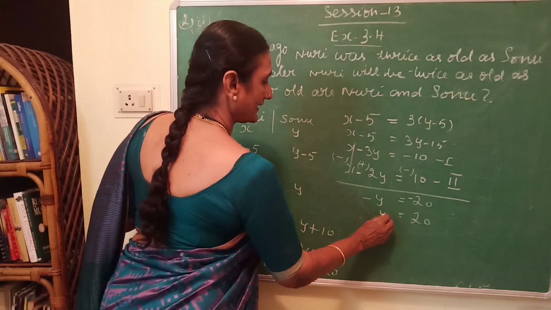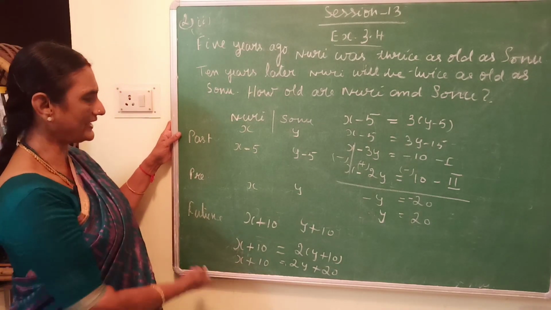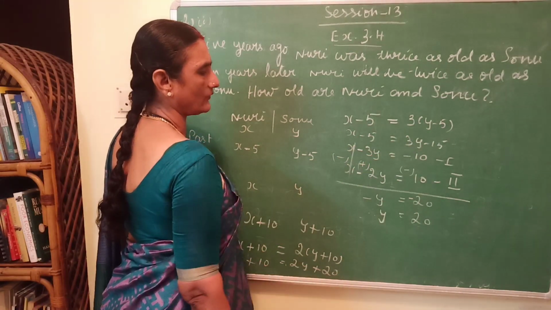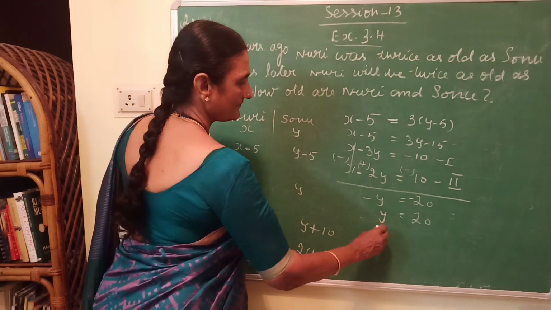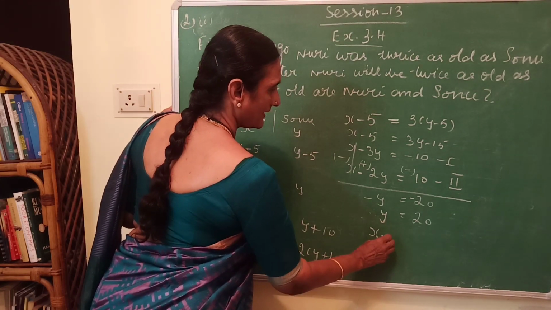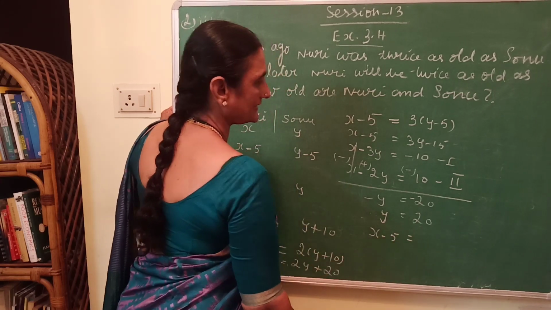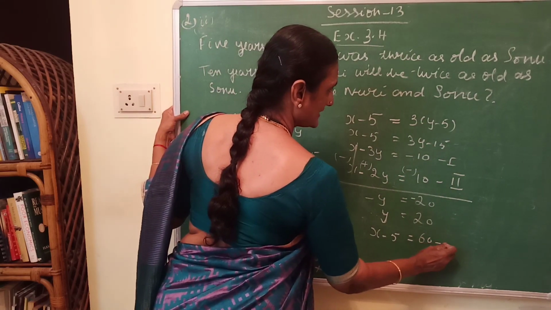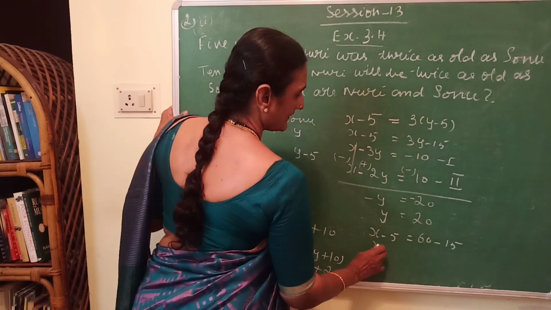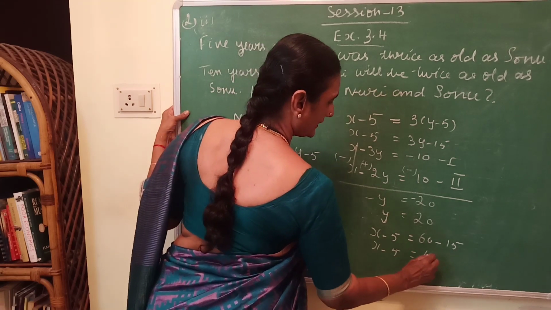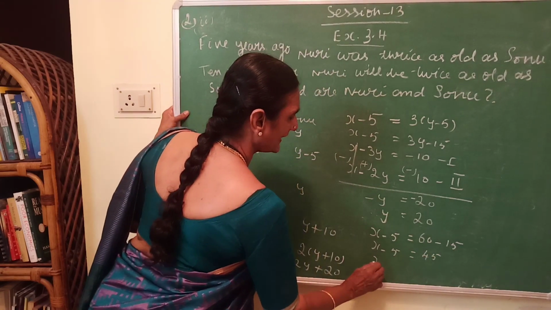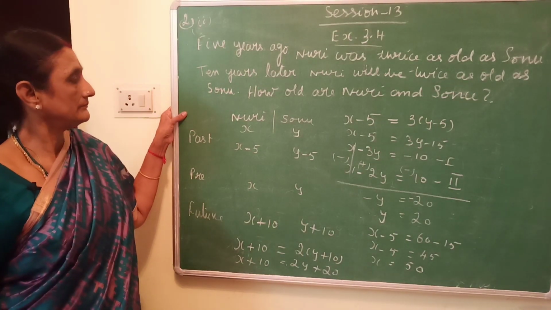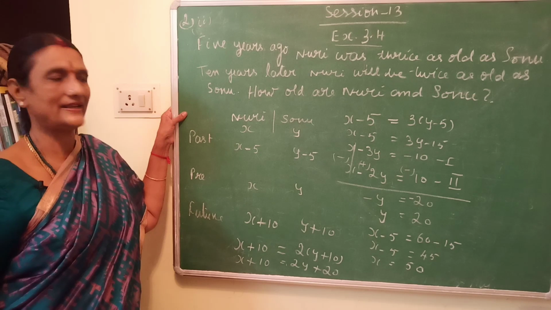Now we have to get x, that is Noori's age. So any one of these equations you can substitute. I will take the equation x minus 5 is equal to 3y minus 15. So I will get x minus 5 is equal to, what is 3y? 3 into 20 gives you 60, and then this is minus 15. So I will get x minus 5 is equal to 45, and then x is equal to, 5 goes to the other side, we will get 50. So Noori's age is 50, Sonu's age is 20.